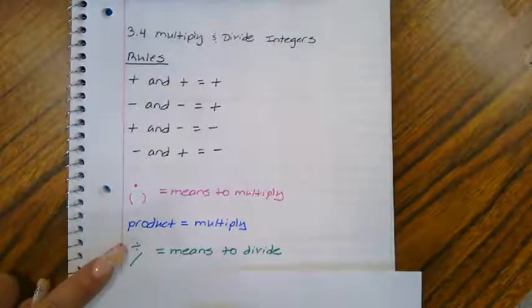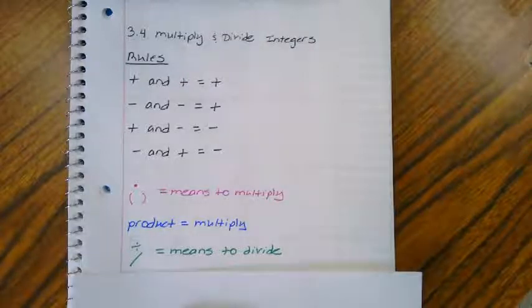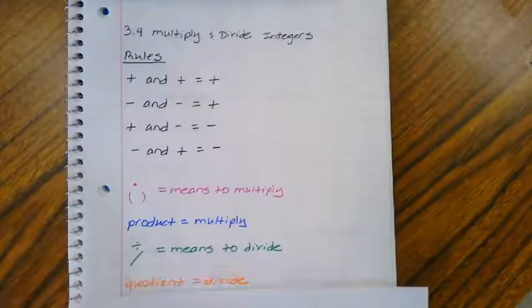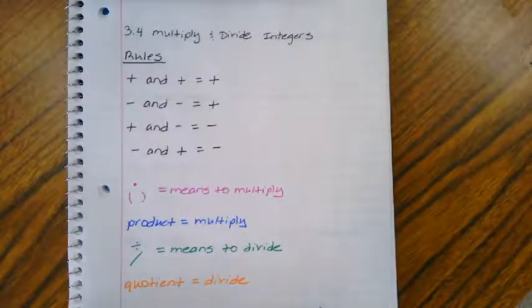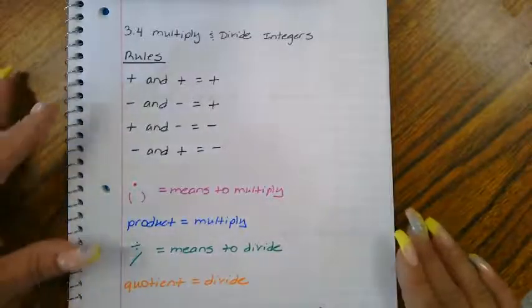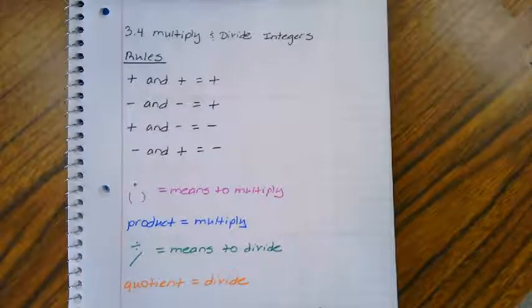If you see the classic division symbol or the slash, the sideways slash, I forget the name of it, but that guy, that means you're going to divide. And the last one, if you see the word quotient, that also means you're going to divide. So you need to be aware of the rules and what these things mean for your assignment this week. Go ahead and pause the video and copy all that down, and then push play when you're ready and we'll do some examples.